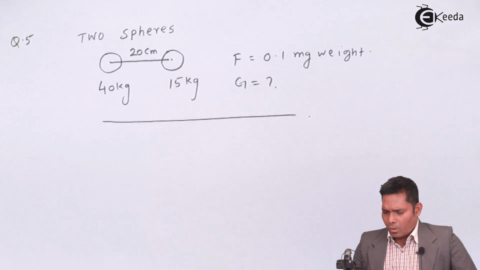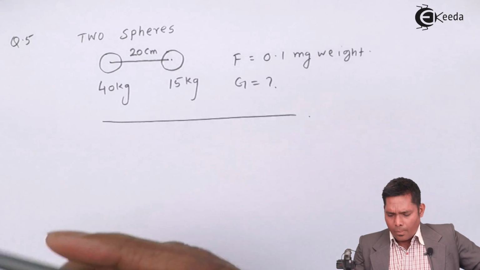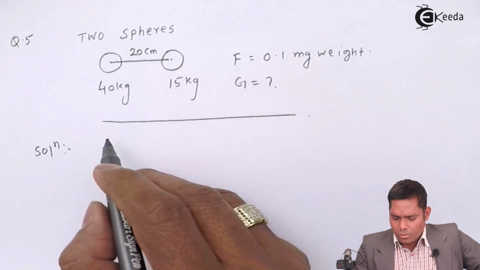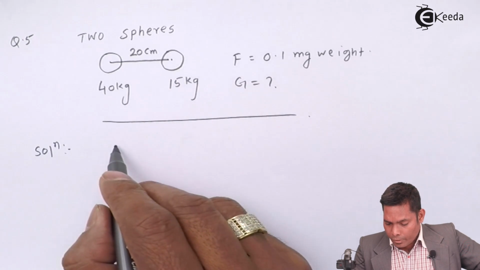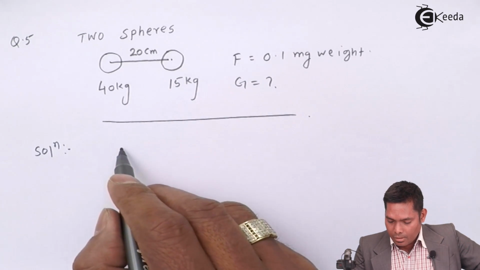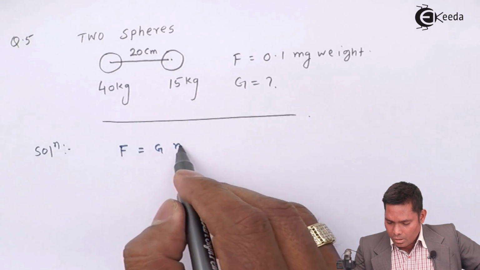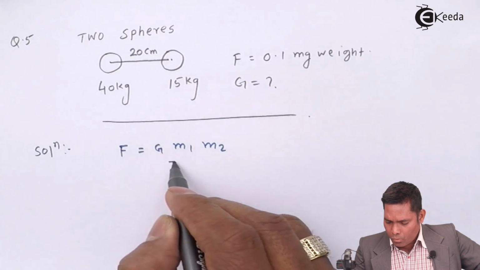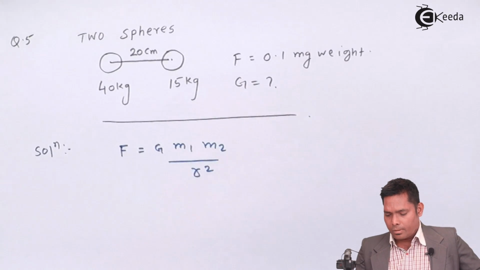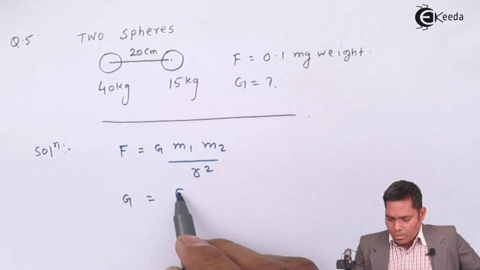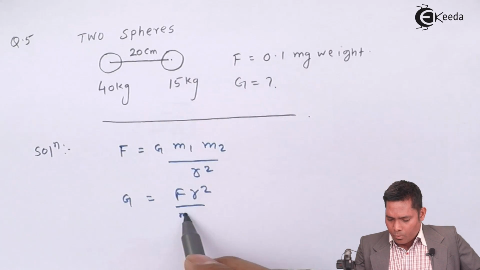Now, this is a very simple question. So the solution is that when we have got two point masses, then the force of attraction is G m1 m2 over distance square. So from here you can calculate G, which is F r square divided by m1 m2.